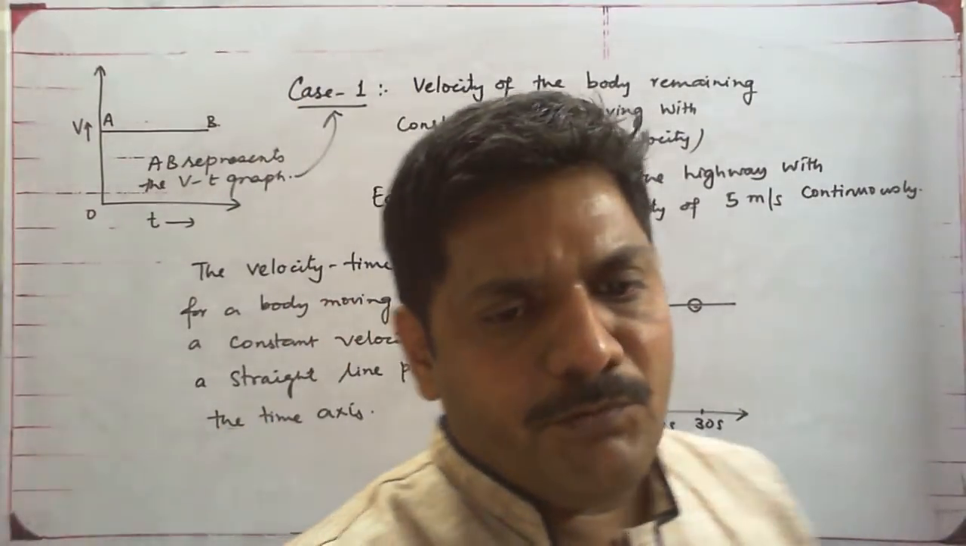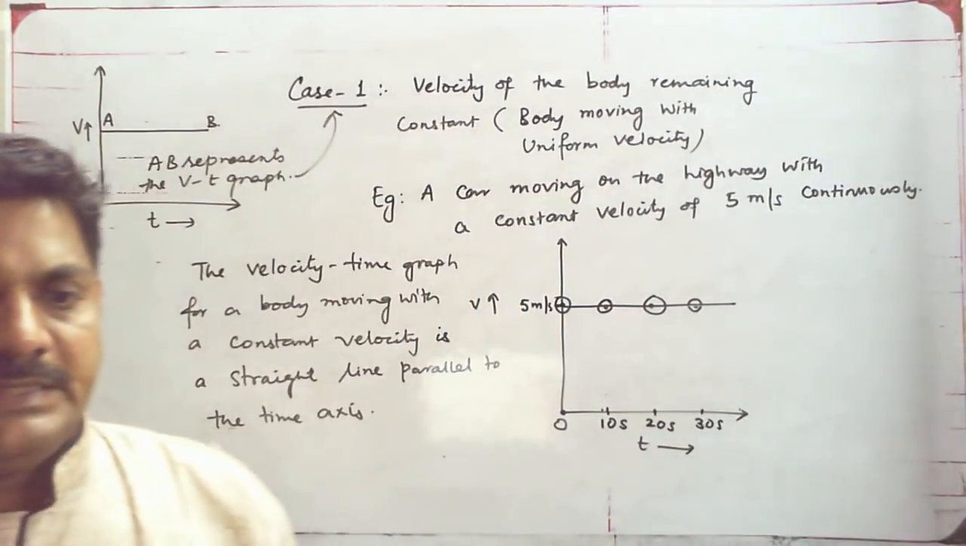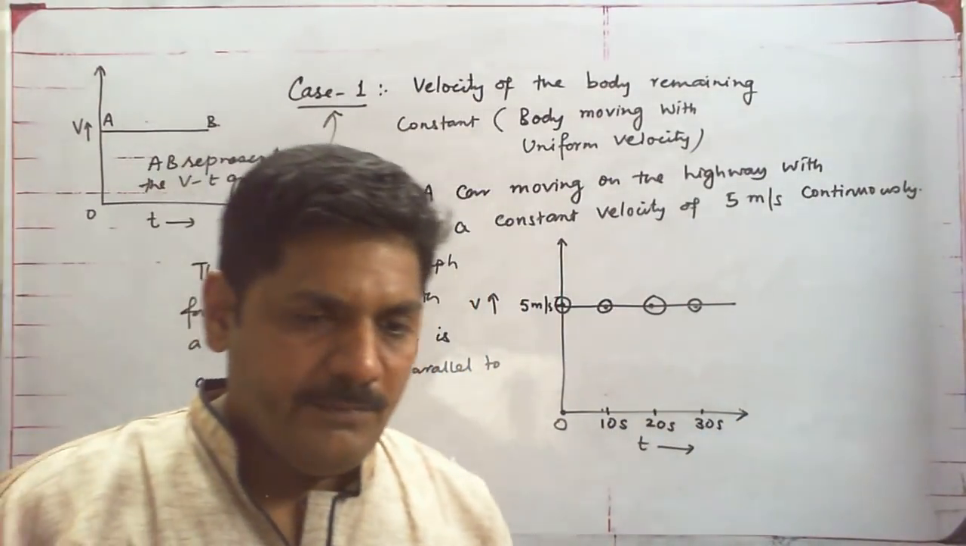Okay, so let us move on to the second type of graph where the velocity of the body is increasing uniformly with time.